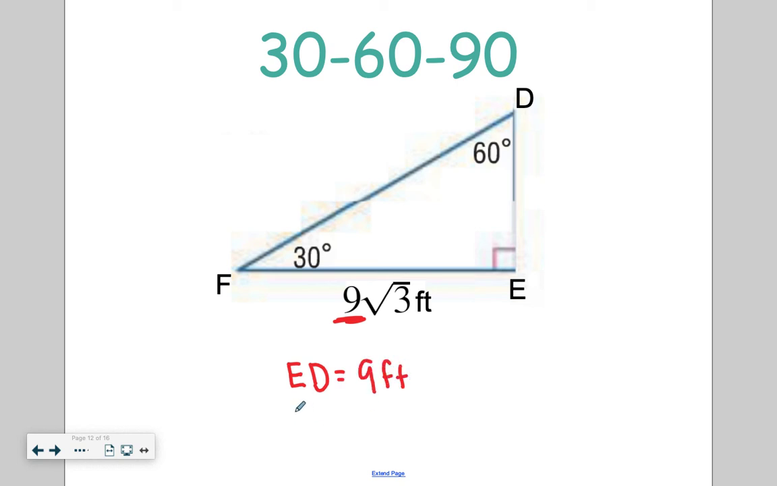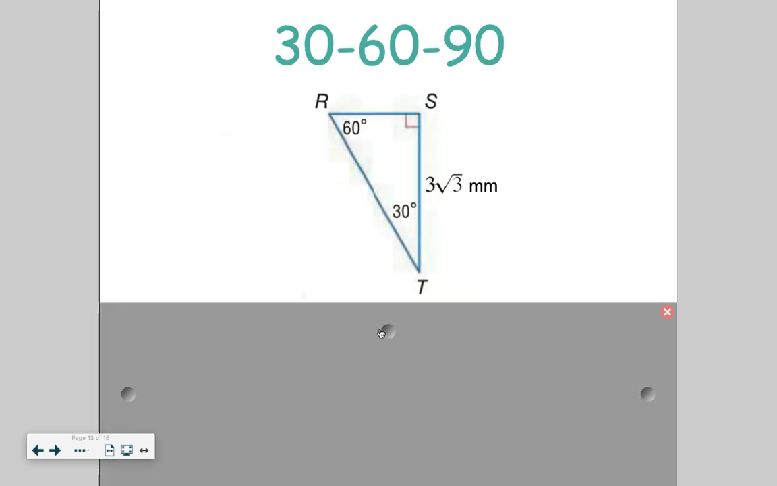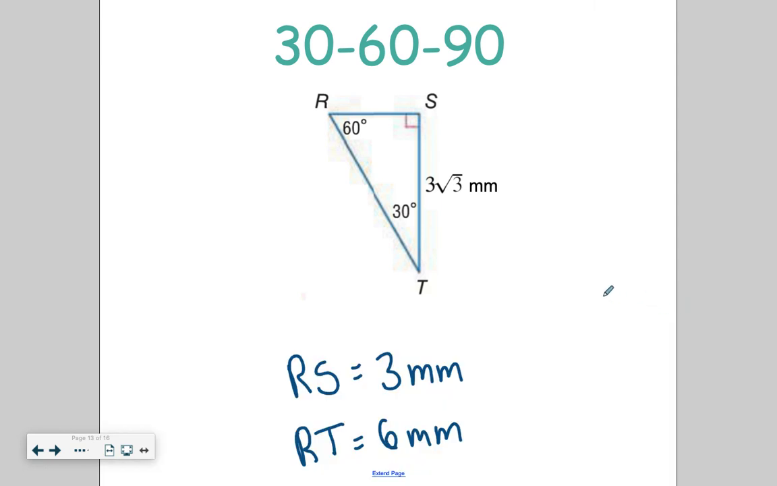Then we're going to double that to find our hypotenuse. So DF is equal to 18 feet. Go ahead and try this one on your own. Your short side RS is 3, meaning your hypotenuse long side is 6.